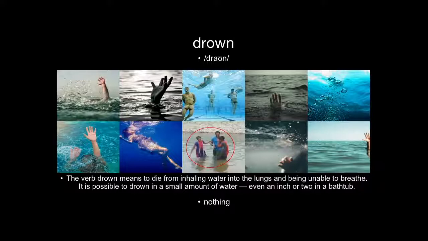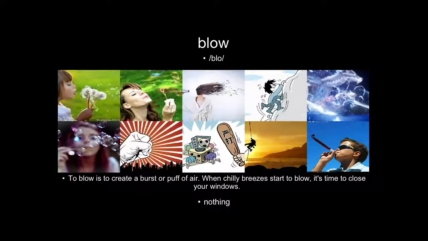Drown, drown. The verb drown means to die from inhaling water into the lungs and being unable to breathe. It is possible to drown in a small amount of water, even an inch or two in a bathtub. Blow, blow. To blow is to create a burst or puff of air. When chilly breezes start to blow, it's time to close your windows.